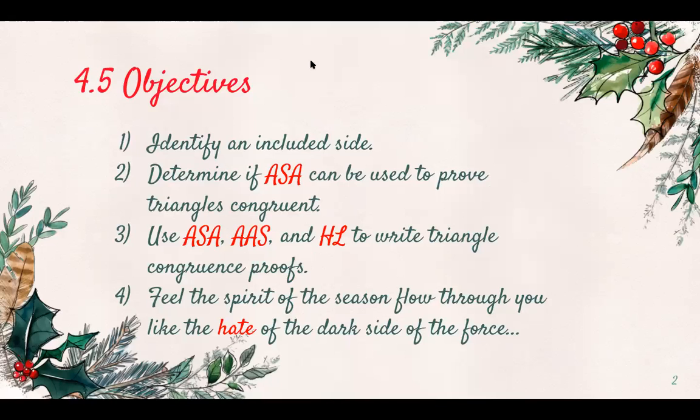So objectives for today, first thing, we're going to have this new thing called an included side. It's a pretty simple idea, but it's an important thing for us when we're doing angle, side, angle, and angle, angle, side proofs. Second one, we're going to determine if angle, side, angle, and also angle, angle, side can be used to prove two triangles are congruent. We're going to write a few proofs, either using angle, side, angle or angle, angle, side. I don't think we're going to get all the way to hypotenuse leg today. We'll probably have to finish that up tomorrow.